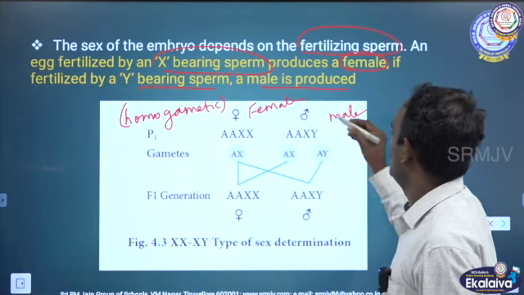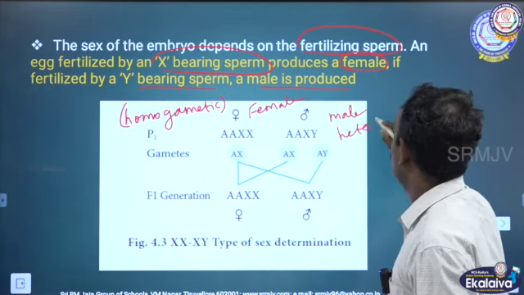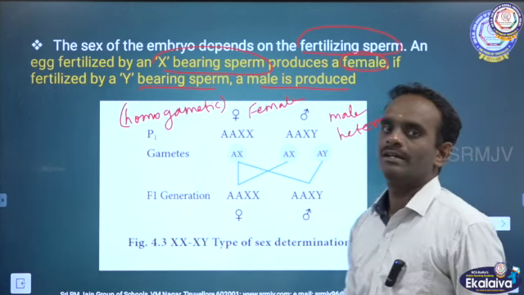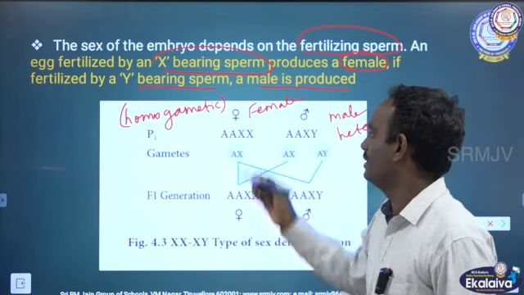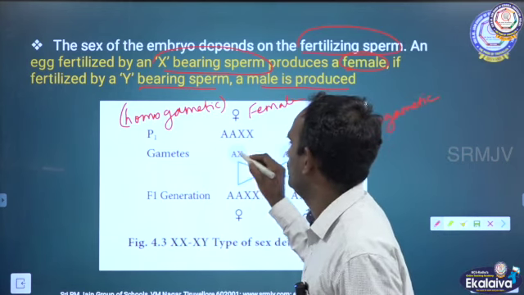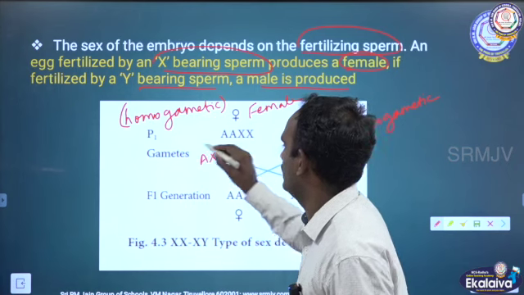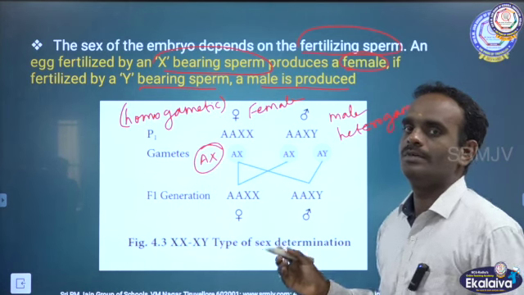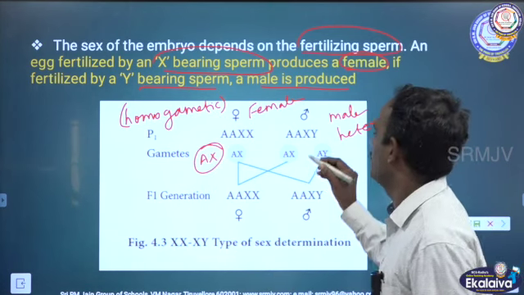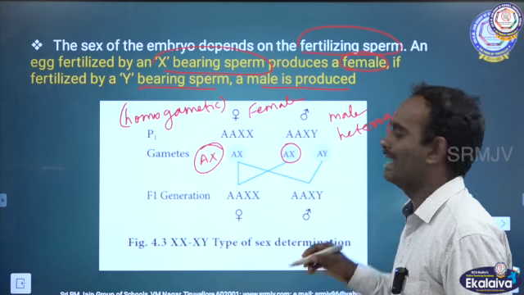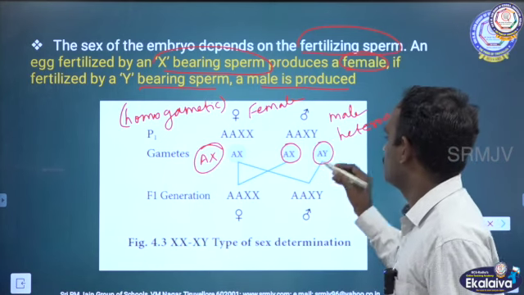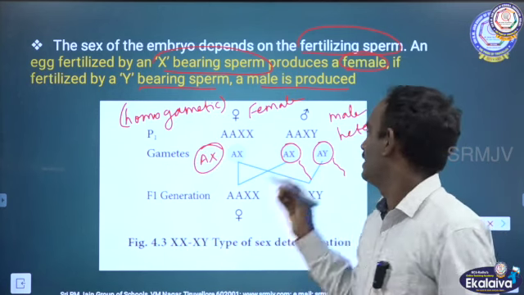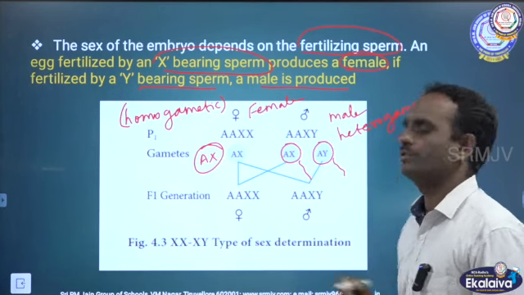Okay, male is heterogametic. So homogametic means having only one type of gamete, and the heterogametic male produces two different types of sperm, one having the X chromosome and another having the Y chromosome.